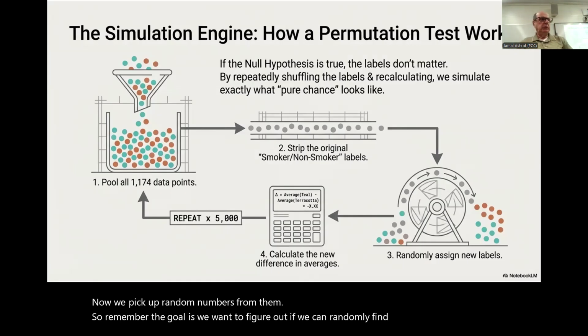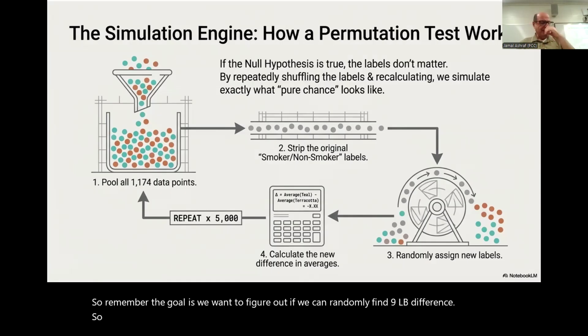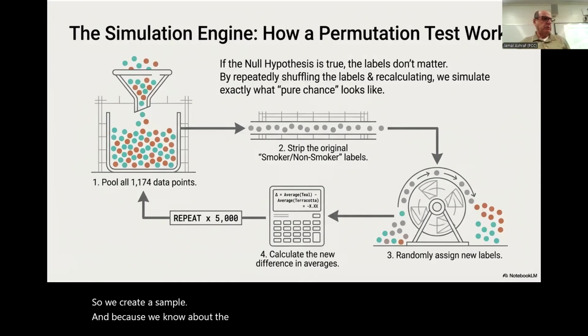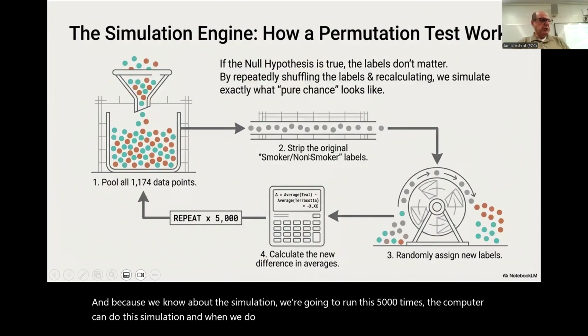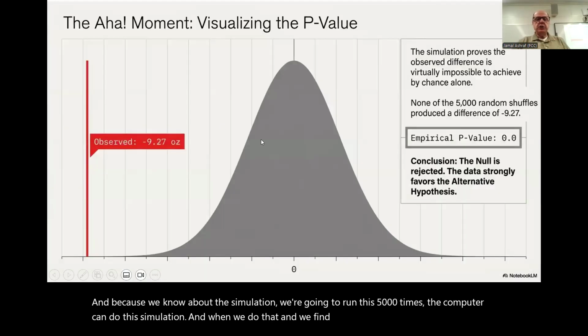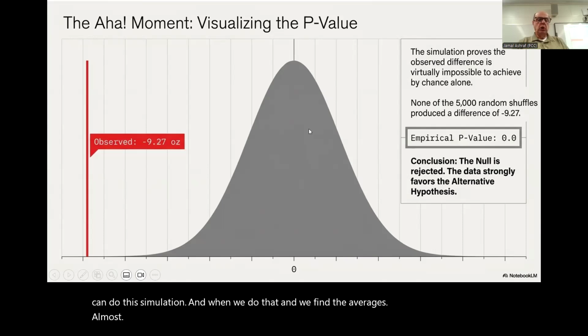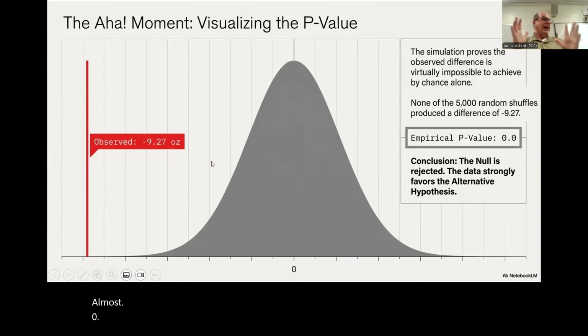So we create a sample, and because we know about simulation, we're going to run this 5,000 times. The computer can do this in simulation. And when we do that and find averages, the averages are almost zero, meaning that they don't have that average of 9 pounds. So that shows the 9 pound difference can be a factor of the smoking.